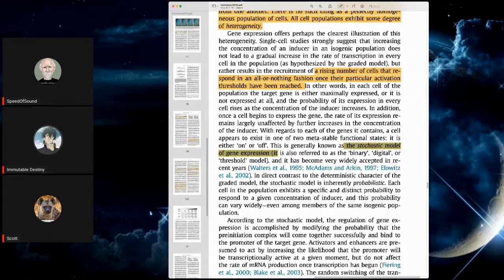With regards to each of the genes it contains, a cell appears to exist in one of two metastable functional states. It is either on or off. This is generally known as the stochastic model of gene expression. It is also referred to as the binary, digital, or threshold model, and has become very widely accepted in recent years. In direct contrast to the deterministic character of the graded model, the stochastic model is inherently probabilistic. Each cell in the population exhibits a specific and distinct probability to respond to a given concentration of inducer, and this probability can vary wildly, even among members of the same isogenic population.